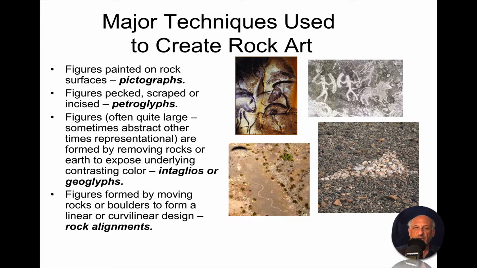Sometimes we have figures, often quite large, sometimes abstract, but other times representational. They're formed by removing the rocks or earth to expose the underlying contrasting color of the earth. And these are called intaglios or geoglyphs. You've probably heard of the Nazca lines, or even along the Colorado River of California on both sides. We have certain deities and supernatural elements and creatures that are valued in the religious traditions of the native people, and those are found ensconcing the landscape. Figures are formed often by moving rocks or boulders. They might form lines or curvilinear designs, and these might be called rock alignments. Sometimes these have archaeoastronomical significance.